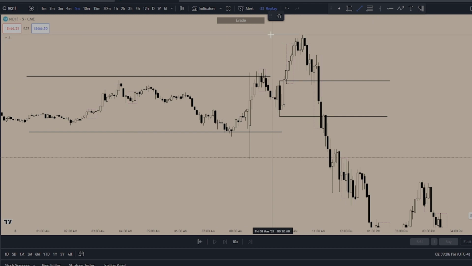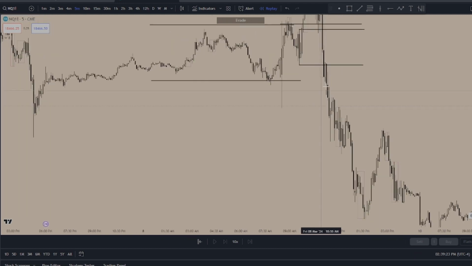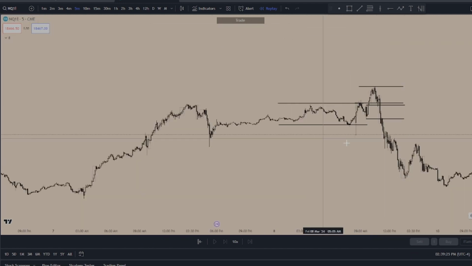So we've identified our area of accumulation. We've identified our area of manipulation. Now we're expecting our distribution phase inside of this breaker, right? So we come up, we close below it, we have a retracement, we touch that breaker, you sell that short, and then you take your normal targets, right? So that's how you would use a breaker in a power of 3 setup.